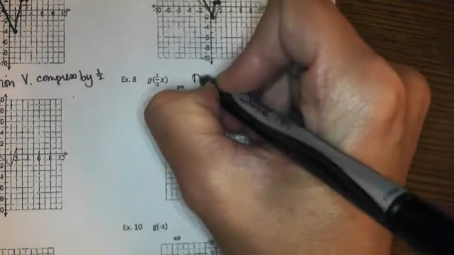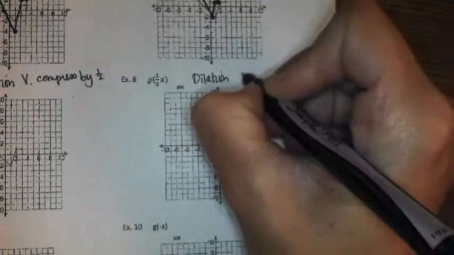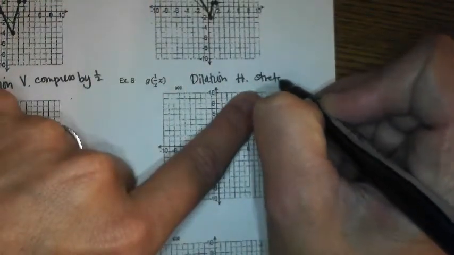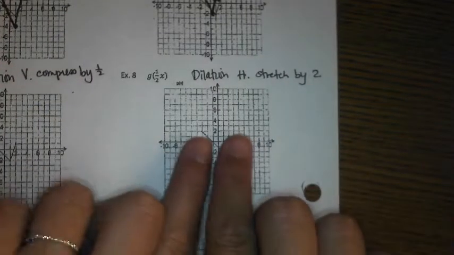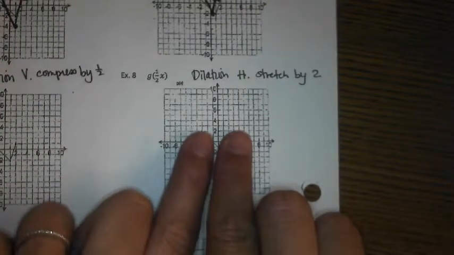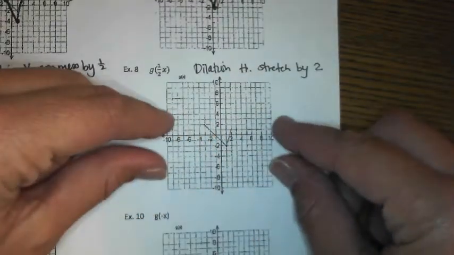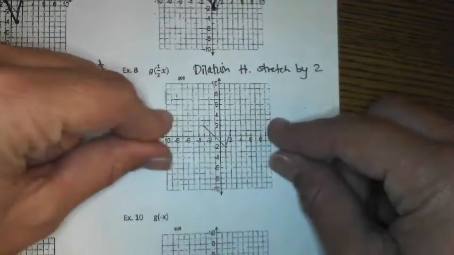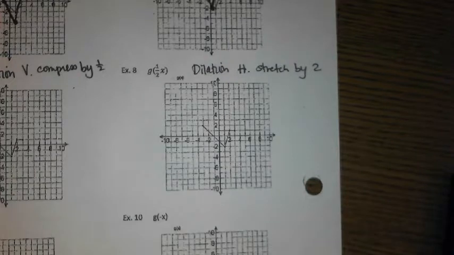Exercise 8. John, what do you think? Is it horizontal? Great, because it's within the function. And stretch by 2. Saying stretch by 1/2 doesn't really work, but you're really stretching it by 2. So horizontally here, this is all going to double its distance away, so it's just going to get wider. Not taller by any stretch, but wider by that stretch. Okay? Make sense?